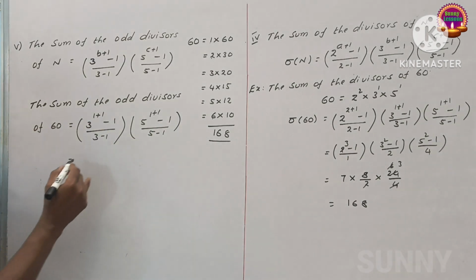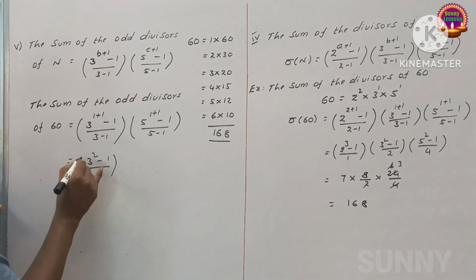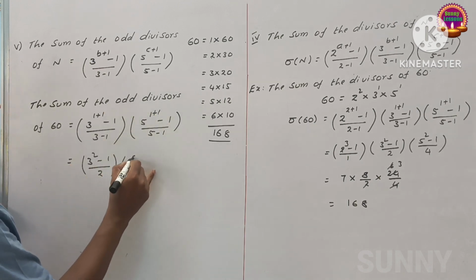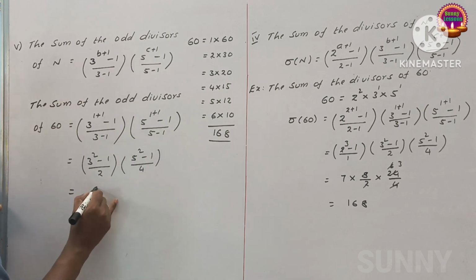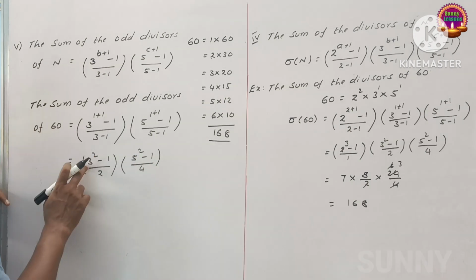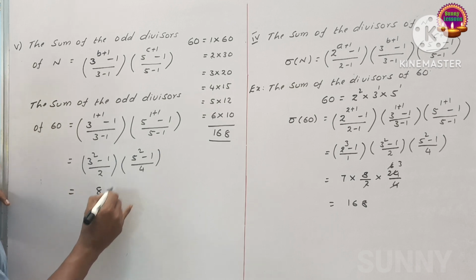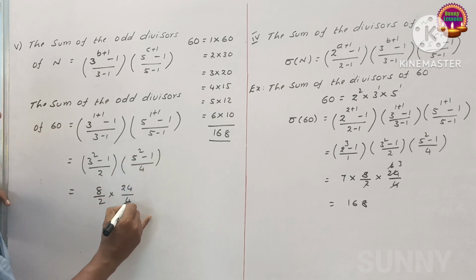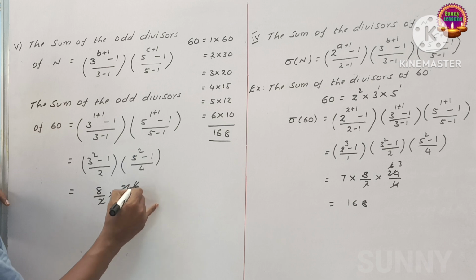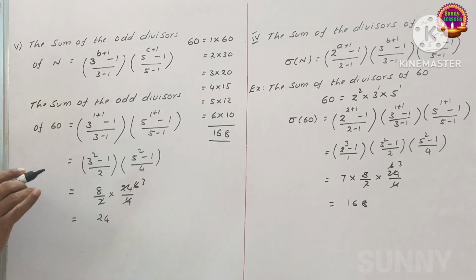3 to the power of 1 plus 1 means 3 square minus 1 by 3 minus 1, 2, into 5 to the power of 1 plus 1 means 5 square minus 1 by 5 minus 1, 4. Here 3 square means 9, 9 minus 1 is 8, by 2, into 5 square means 25 minus 1, 24 by 4. 4 and 6 cancel, 2 and 3 cancel. So 8 3s are 24.